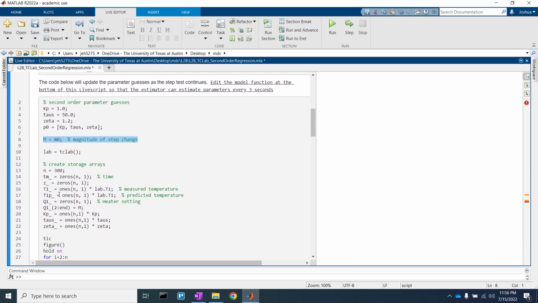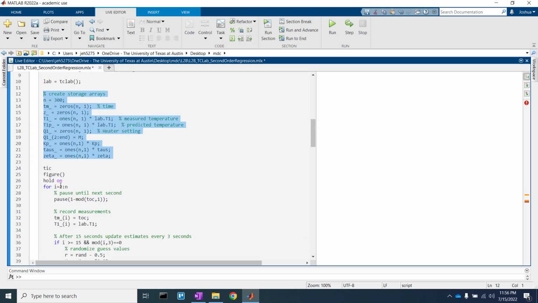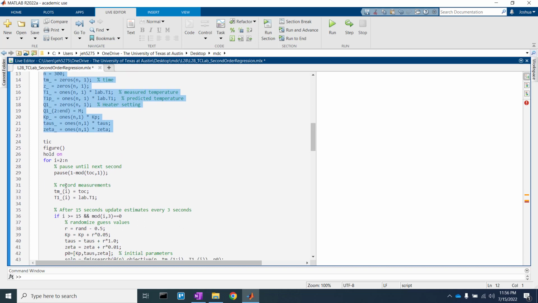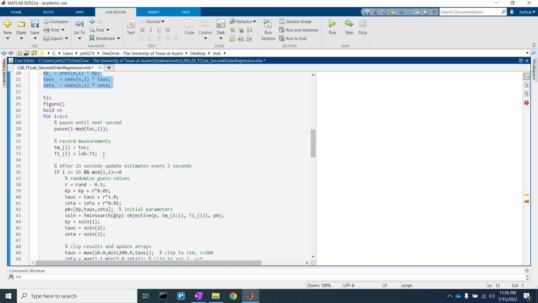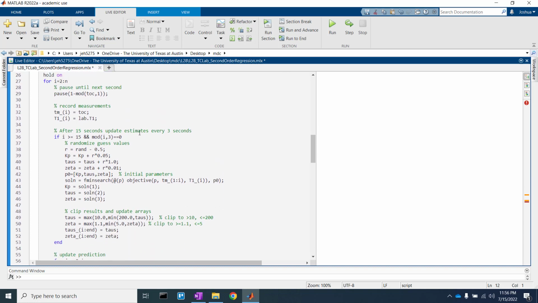We're going to connect to our TCLab. We're going to establish our arrays. We're going to start our figure and start hold on. We'll start our timer, and then we're going to start recording measurements. And then after 15 seconds, once we have a little bit of data, we're going to start guessing. And we're going to do that first by randomizing our guess values.